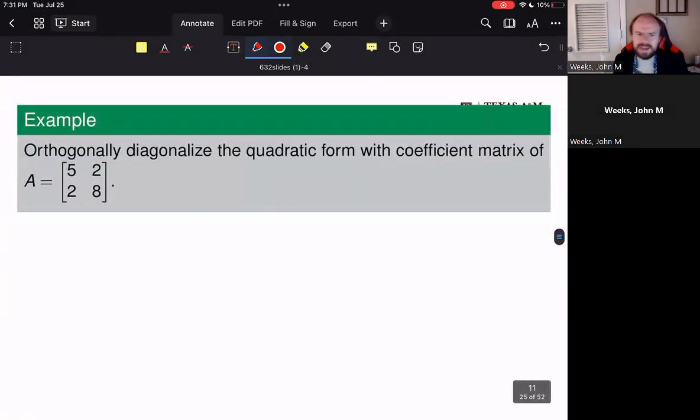So let's keep going here. Let's orthogonally diagonalize the quadratic form with this coefficient matrix of A. Now, orthogonally diagonalize means let's use our second method rather than our first method.